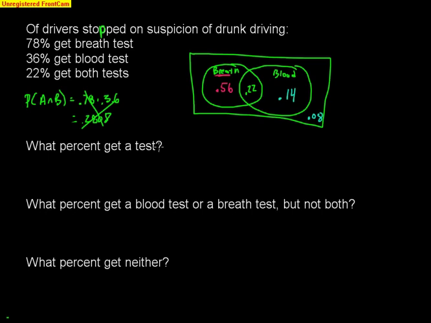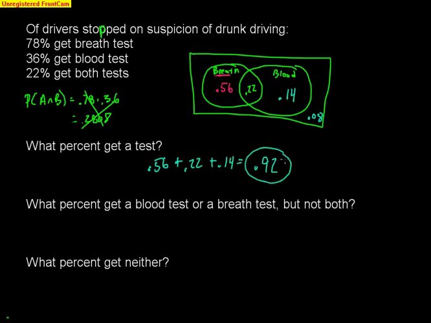A test means you get a breath test or a blood test or both. That would be the 0.56 plus the 0.22 plus the 0.14, or the 0.92. So 92% of people pulled over get both, okay?